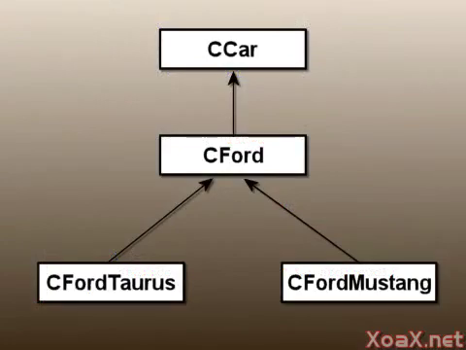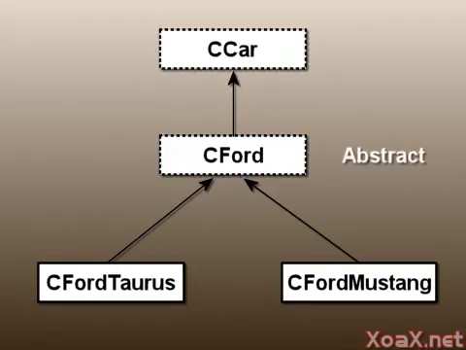The class hierarchy looks like this. The classes Ford and car have pure virtual functions, so they cannot be instantiated. For this reason, any class with a pure virtual function is called abstract. If a class has only pure virtual functions and no data members, like the car class or a previous shape class, we call it an interface.